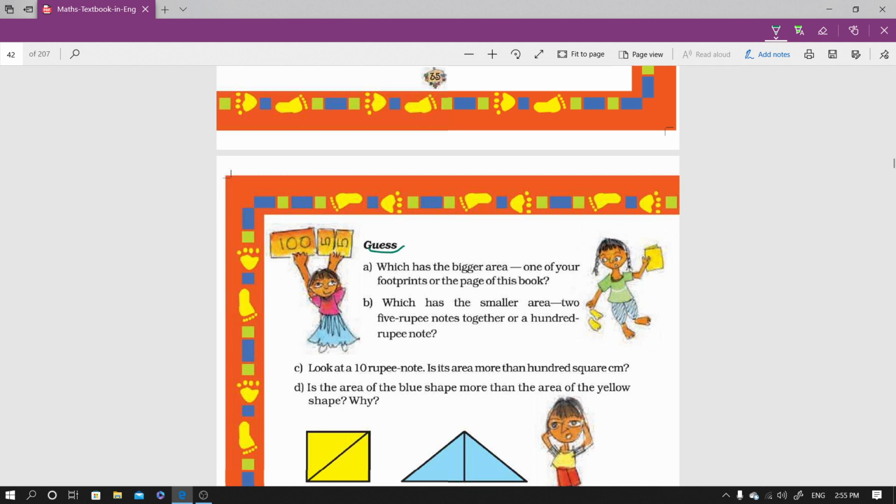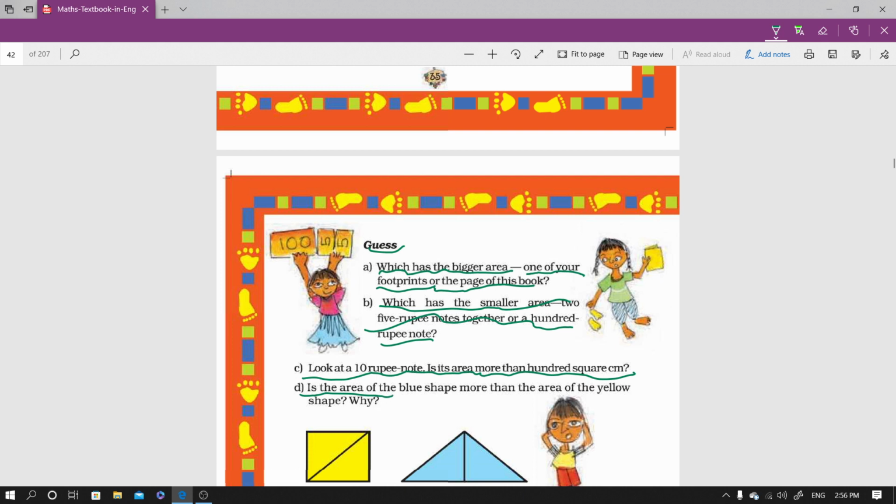Guess which has the bigger area: one of your footprints or the page of this book. Which has the smaller area: a 5 rupees note or a 100 rupees note? Look at a 10 rupees note. Is its area more than 100 square centimeters?